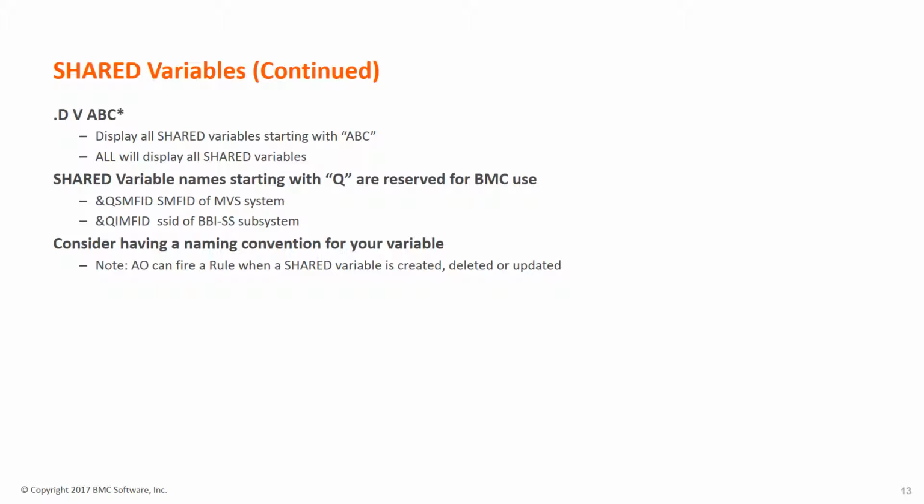Important to note that you should not create variables that start with the letter Q. BMC reserves those. We populate many of them. Examples are &QSMFID, which gives the SMF ID of the system, and QIMFID, which gives the subsystem ID of the BBISS. It is important to consider having a naming convention that makes sense to you. That makes it a little easier to keep track of your variables.